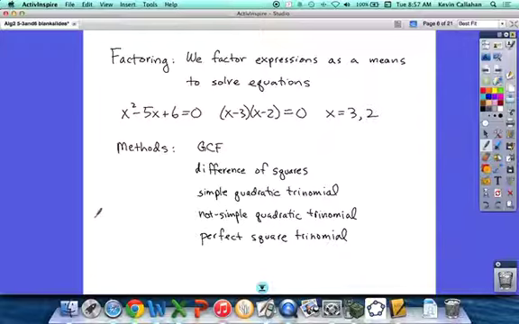Right? GCF, what did GCF stand for? Greatest common factor, right? So GCF, greatest common factor, difference of squares, meant something like x squared minus 4. How did that factor? x plus 2 times x minus 2.